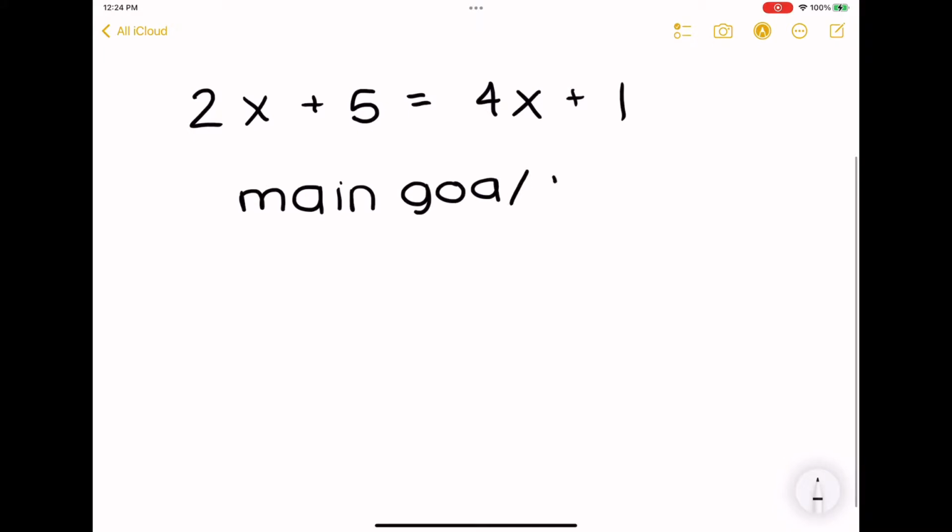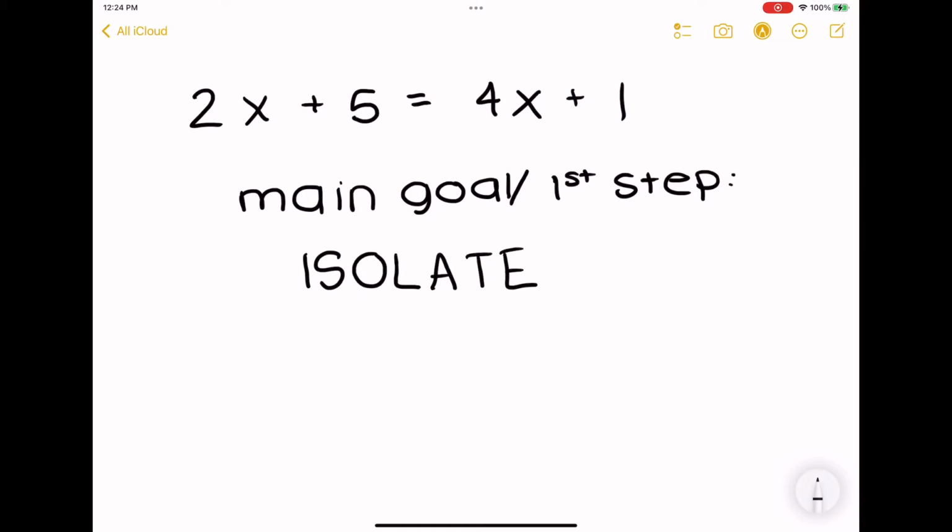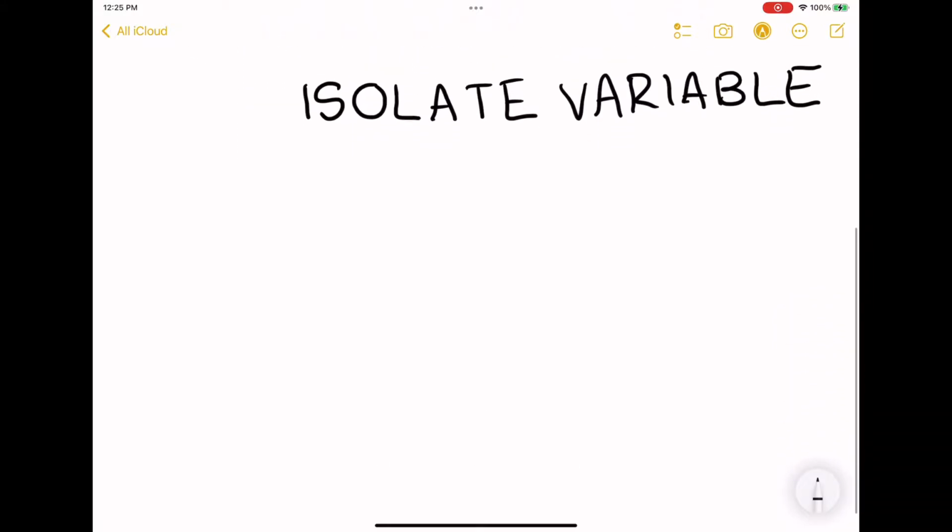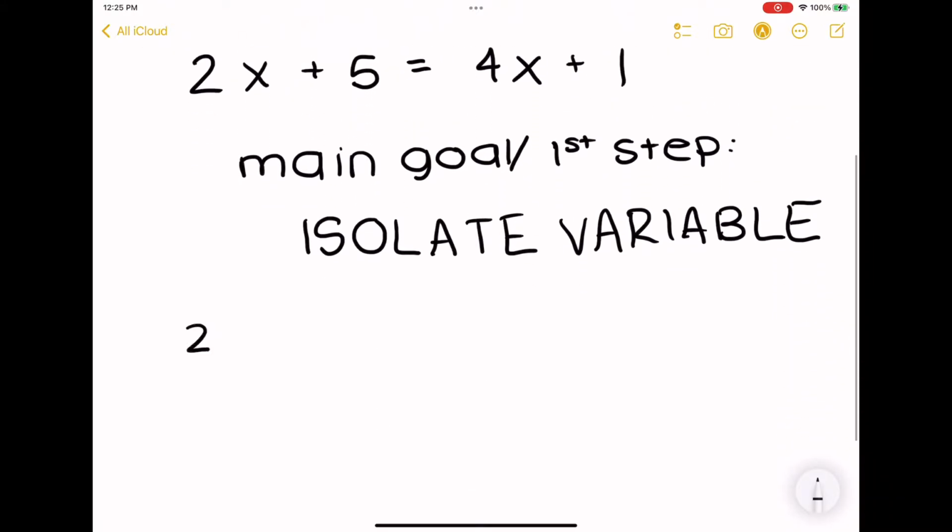But anyways, our main goal when we're trying to simplify this or find the value for x, or just the first step, is we need to isolate the variable. And this means combining like terms and getting the variable all on one side. And this means isolating the variable as you are isolating the variable onto one side.